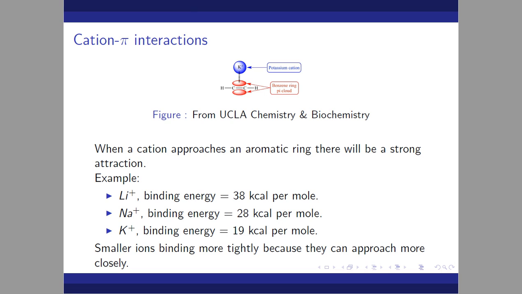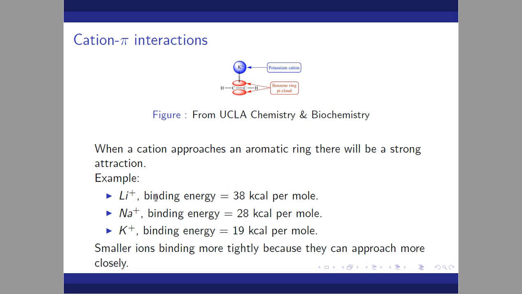Okay, so next is the cation pi interaction. So we have here the potassium, these are cation, and these are the pi bond. So this cation will interact with this pi bond, the benzene ring. Here we can see that when a cation approaches an aromatic ring, there will be a strong attraction.